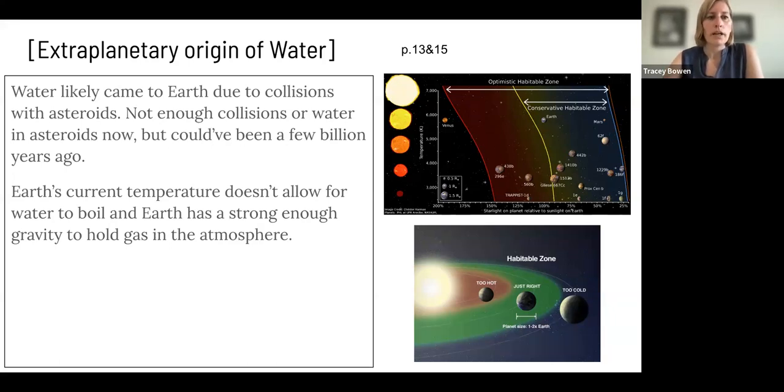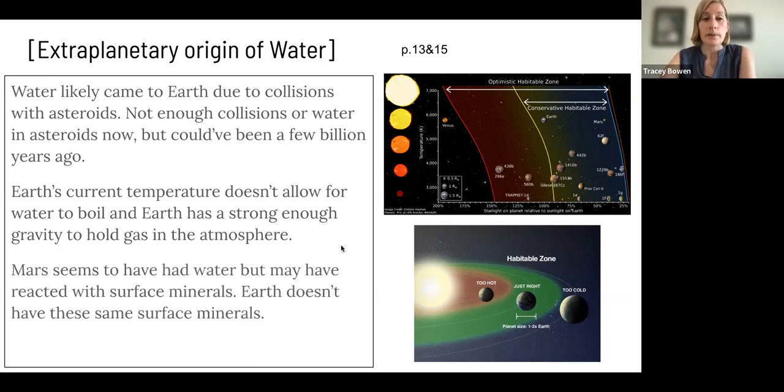But if most of the water on our planet was in the form of water vapor, then some would be lost into space. Mars seems to have had water, but it may have reacted with the surface minerals early on in Mars's lifetime. Earth doesn't have those same surface minerals, so it seems that the reason that we have liquid water on our planet is because it didn't fly off into space, and also it didn't react with the minerals on our land.